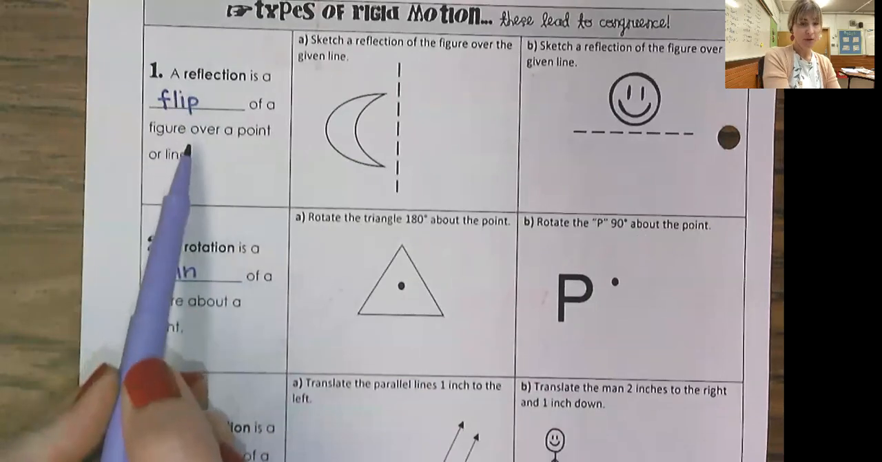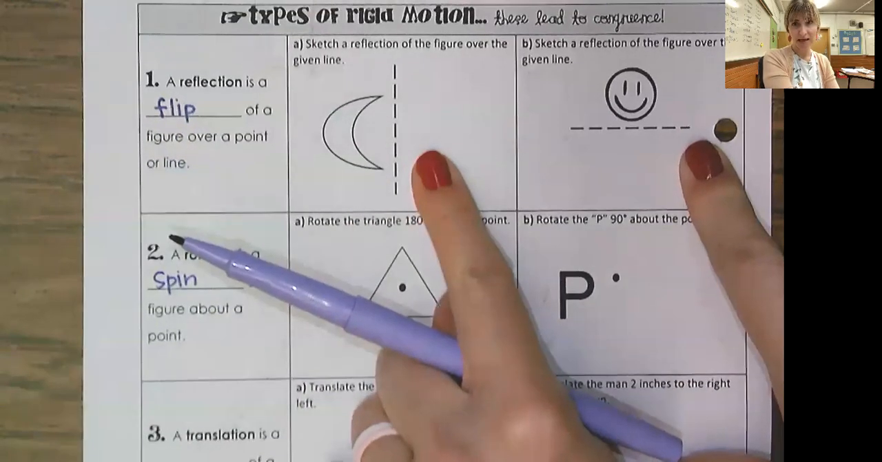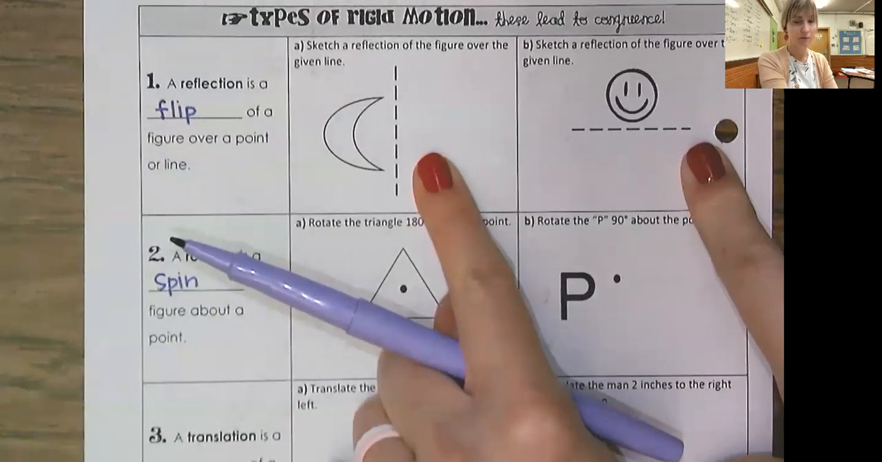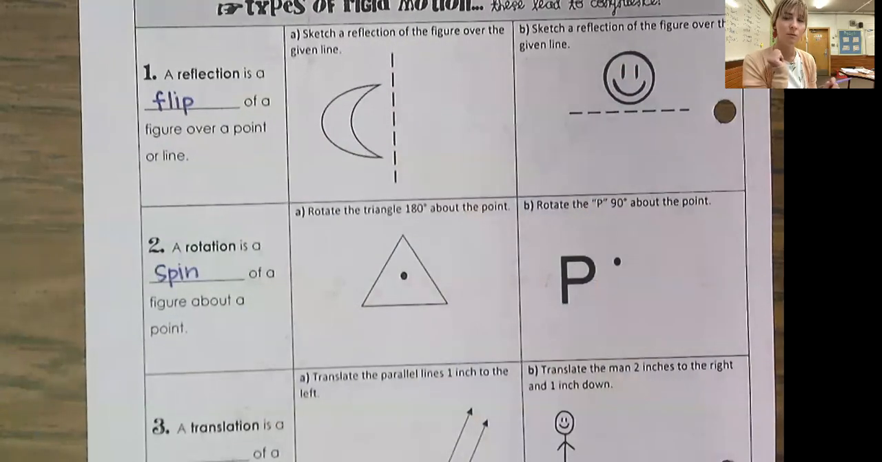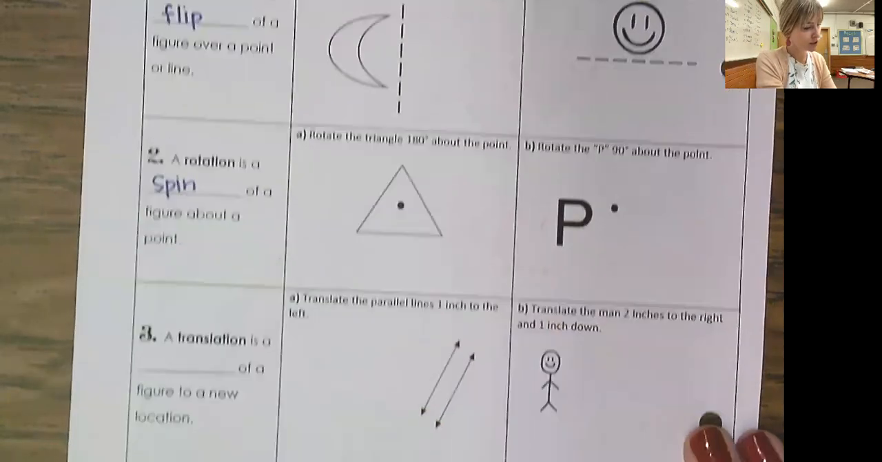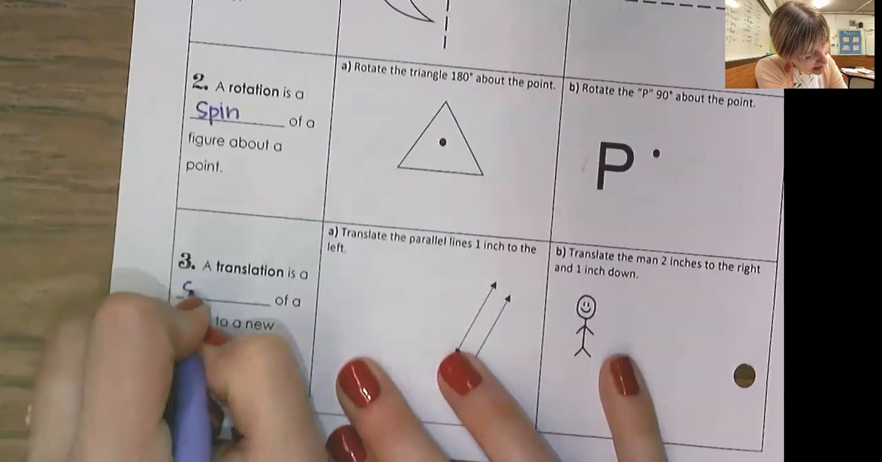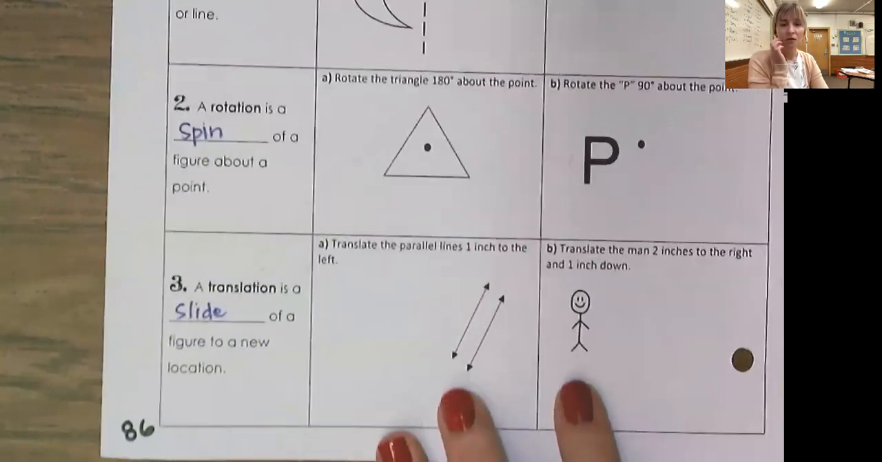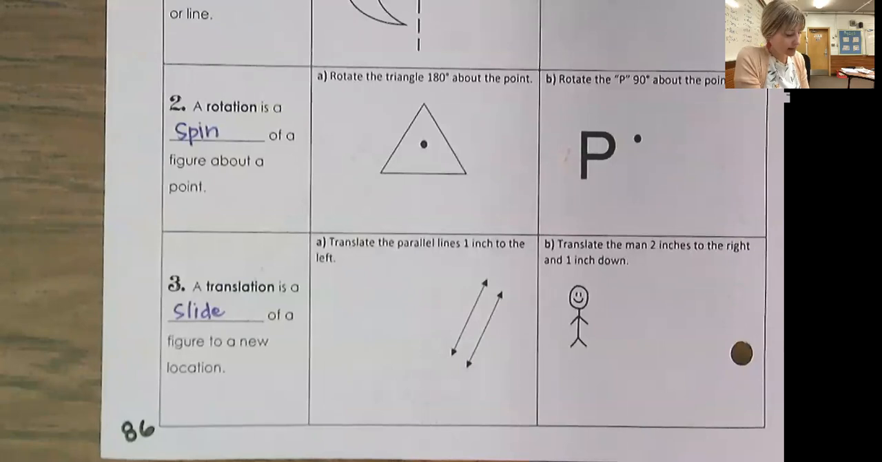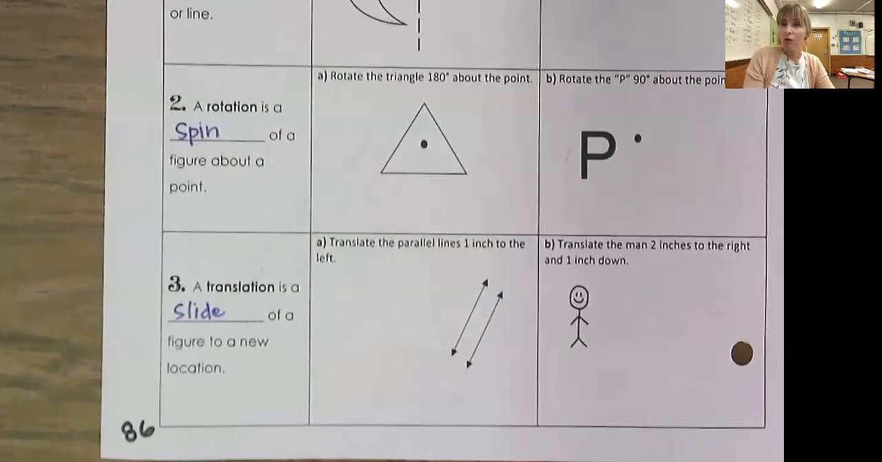A reflection is a flip. You now have two reflections to sketch. It doesn't have to be perfect. Just do the best you can. Make sure you're actually flipping over the line. If you were to fold it, what would it look like? A rotation is a spin, sketch those, and a translation is a slide of a figure to a new location. So you guys are going to sketch those things and then take a look at what it is you're supposed to submit for today, and then try your Canvas quiz.